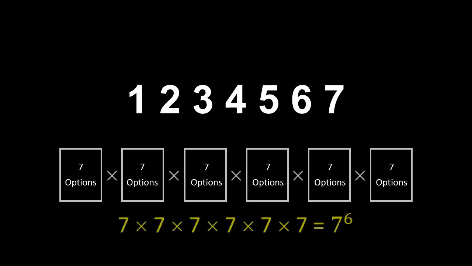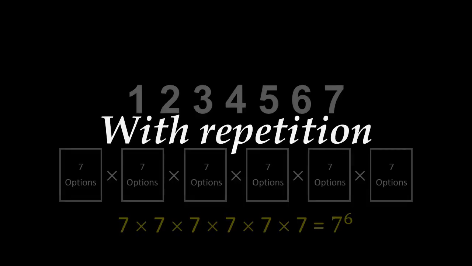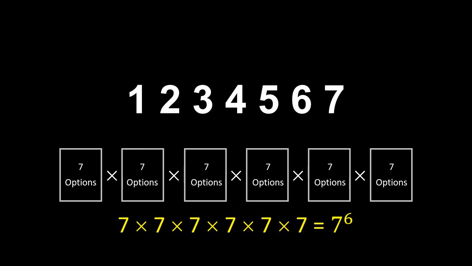The answer to this question will be the multiplication of all the options. So we'll have 7 into 7 into 7 into 7 into 7 into 7, 6 times. That will be 7 raised to 6.